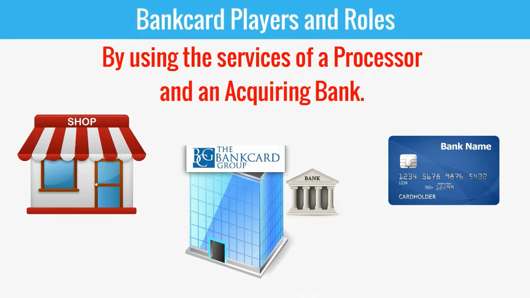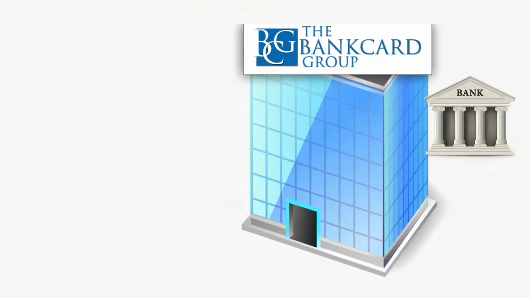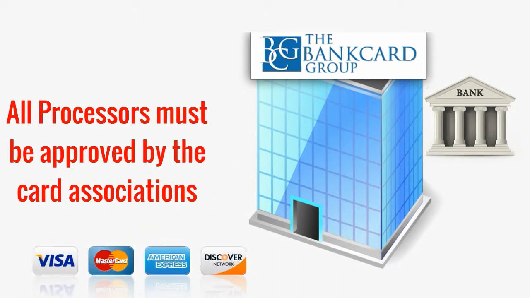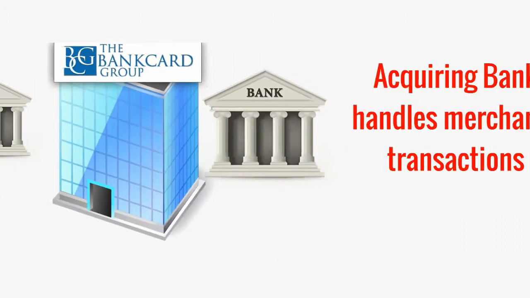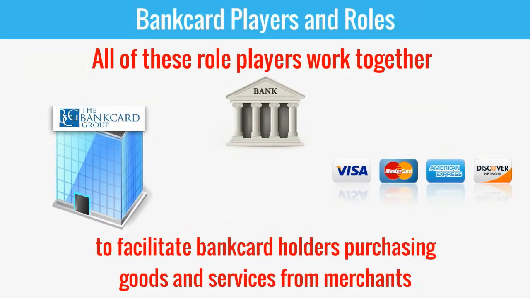So how do merchants accept bank cards? By using the services of a processor and an acquiring bank. A processor is a business that sets up merchants with the ability to accept bank cards. All processors must be approved by the card associations, and all processors must have an acquiring bank or sponsor bank. The acquiring bank handles the funding of bank card transactions to the merchant's bank accounts. All of these role players work together to facilitate bank card holders purchasing goods and services from merchants.